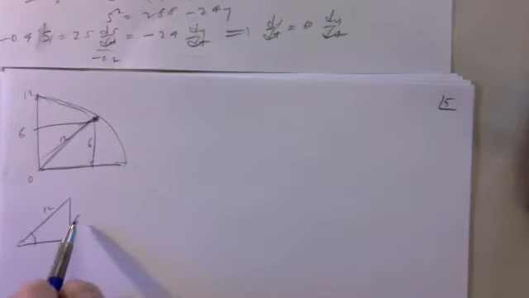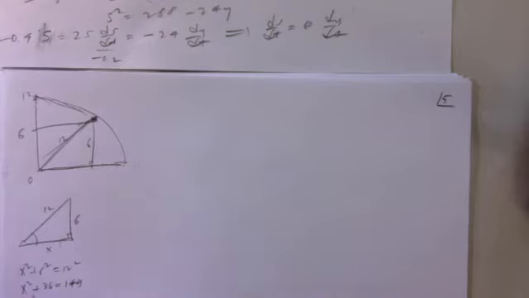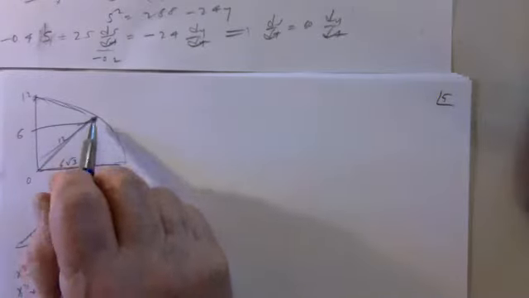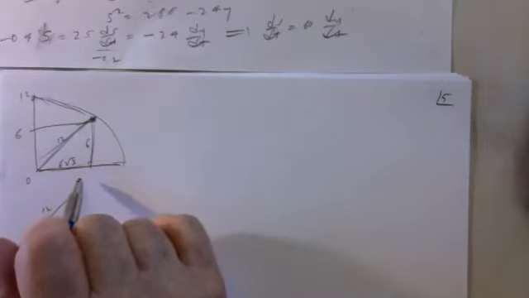By the Pythagorean theorem, let me just call this x. X squared plus 6 squared equals 12 squared. X squared plus 36 is 144. X squared is 108. X is the square root of 108. 108 is 3 times 36. So x is 6 root 3. So when you're halfway up, the height y is 6, and the base of this triangle is 6 root 3.